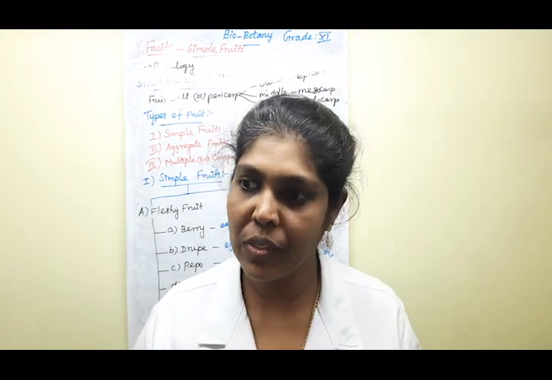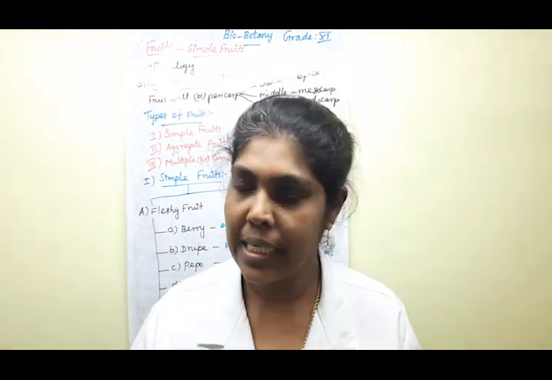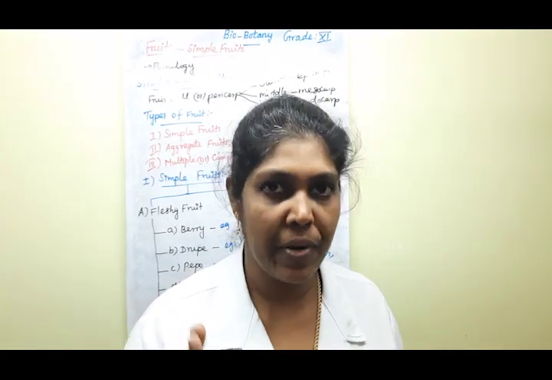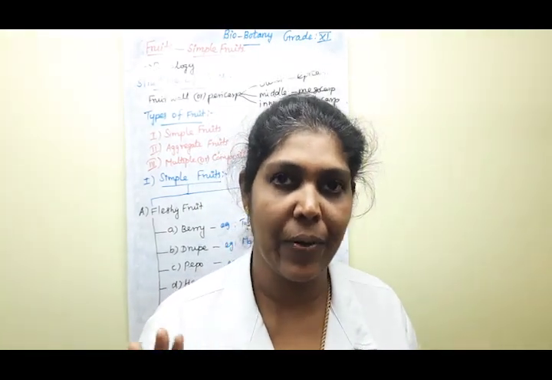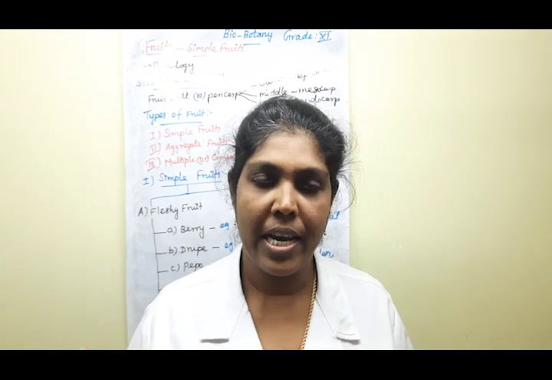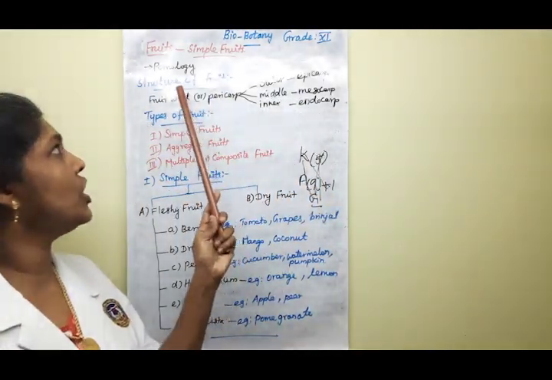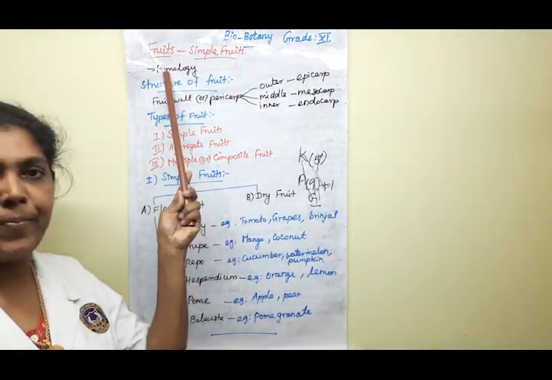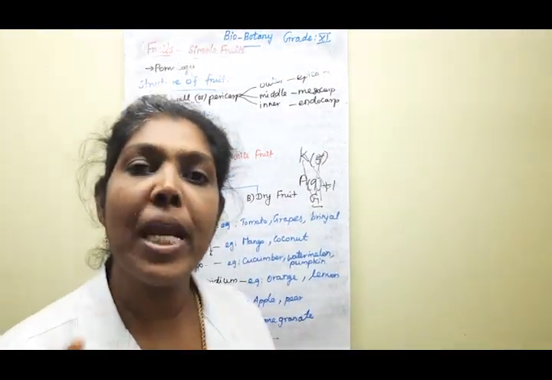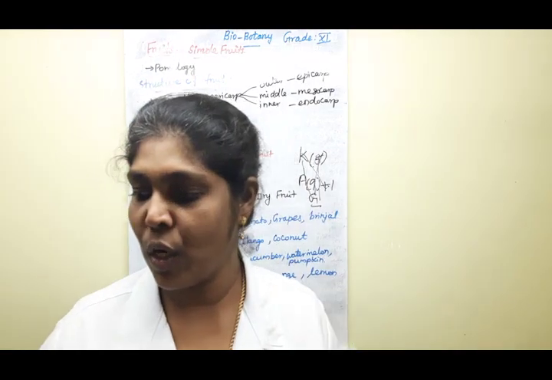What do you mean by fruits, children? The fertilized or ripened part of the ovary is known as fruit. Clear? Yes, good. So the next term is pomology. What do you mean by pomology? All of you listen.